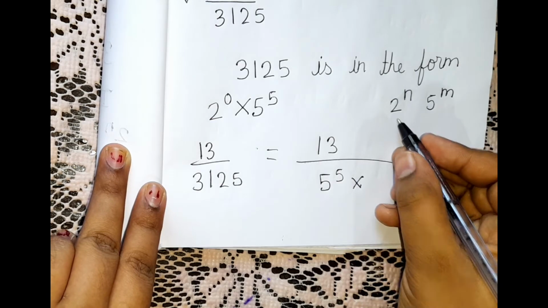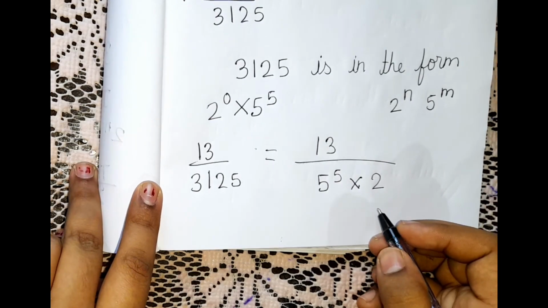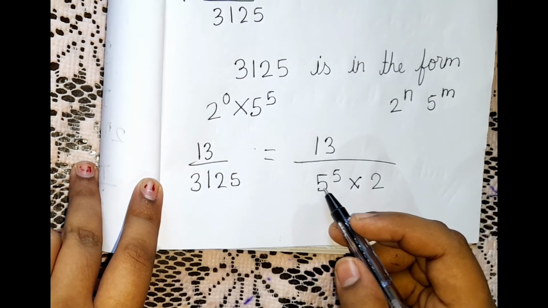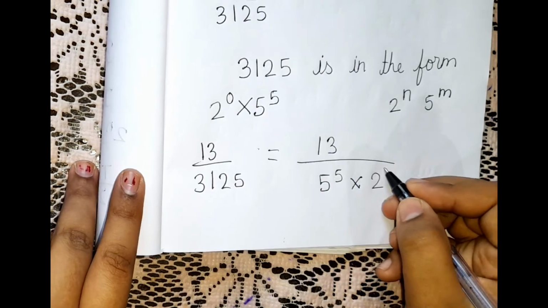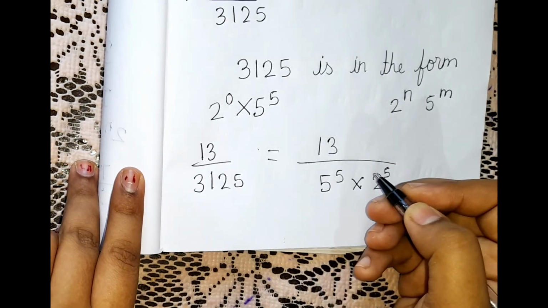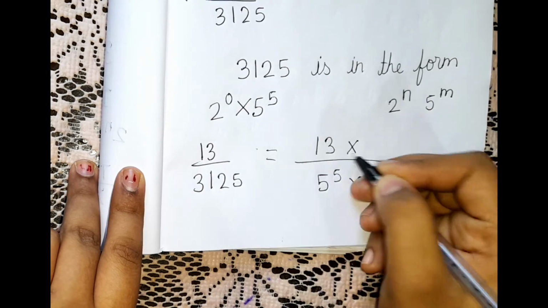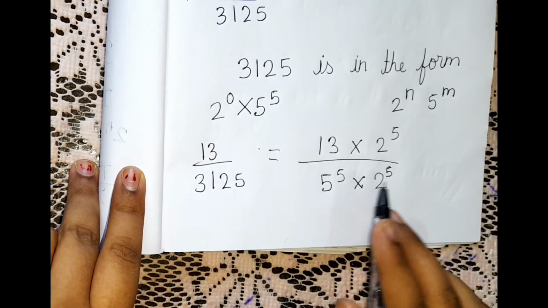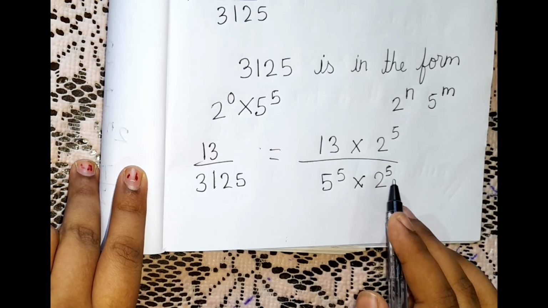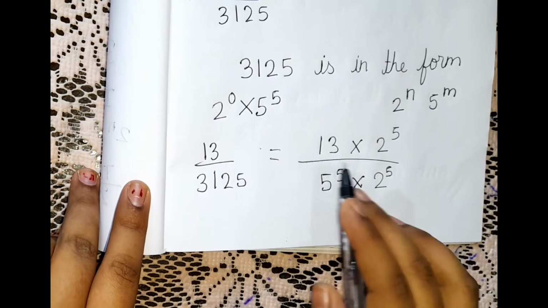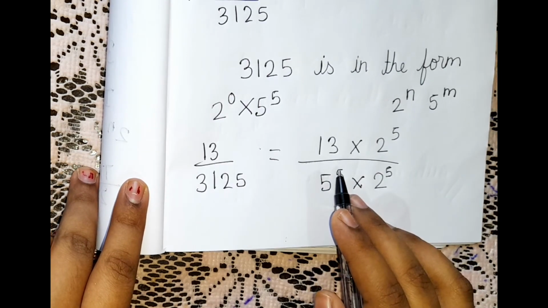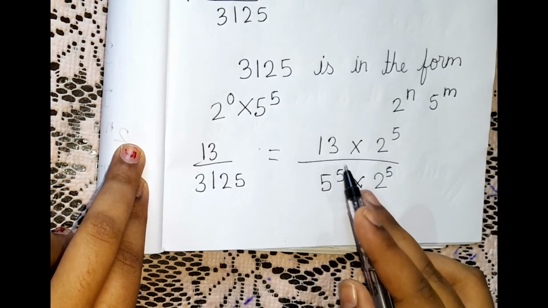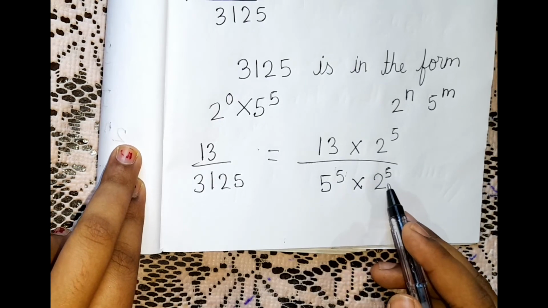So into this we shall write 2. You guys might ask, what about the power? We are going to take this 5, because here the power is 5 power 5, so the power is 5. I am going to take 5 over here and take the same form in the numerator as well. So now it is 13 into 2 power 5 divided by 5 power 5 into 2 power 5. After doing the prime factorization method we got 5 power 5, and by using this form we got 2, and we took the same power for 2 also.